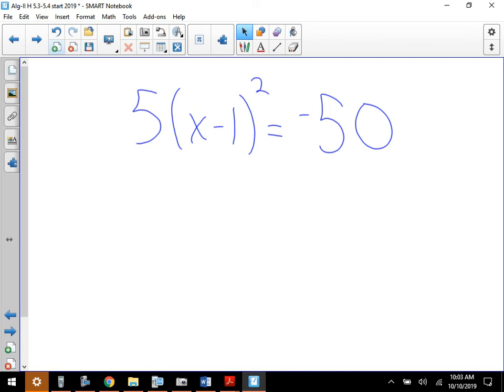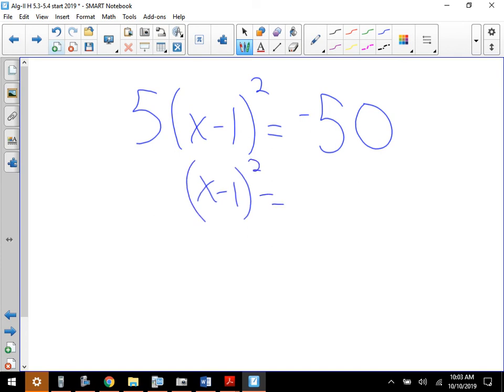So, what about this then? Five times the quantity x minus 1 squared equals negative 50. What do you do first? Divide by 5. Good. So I get x minus 1 quantity squared is negative 10.